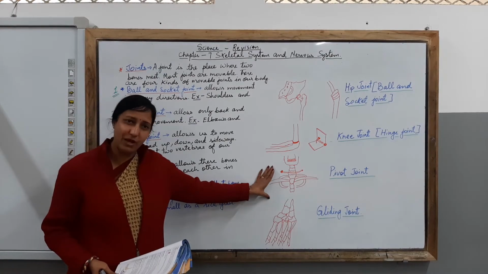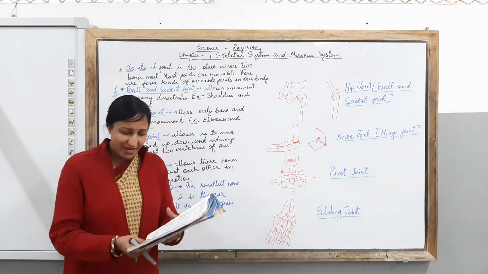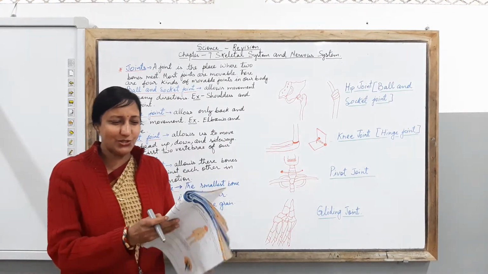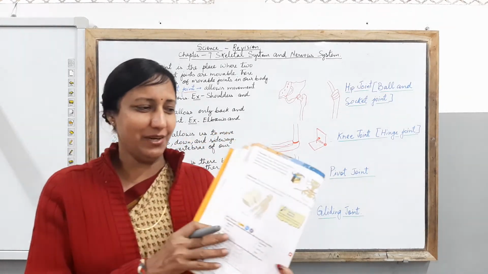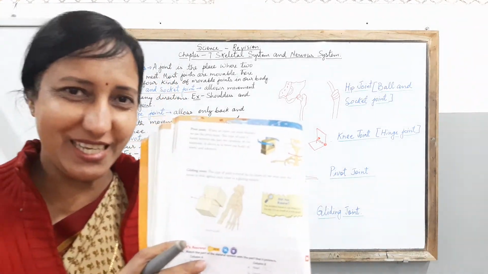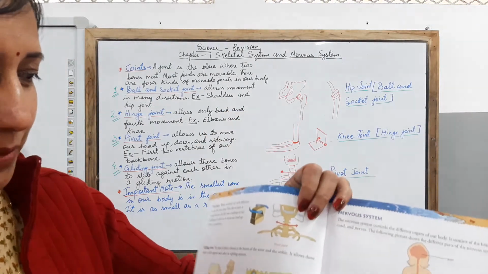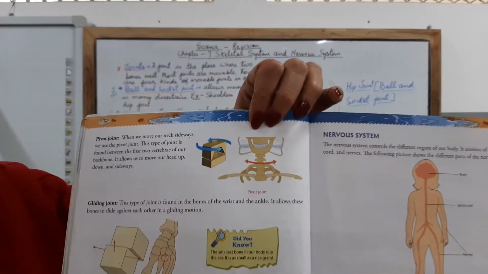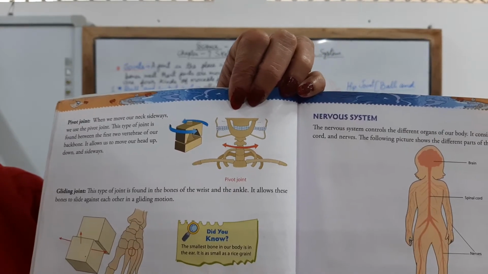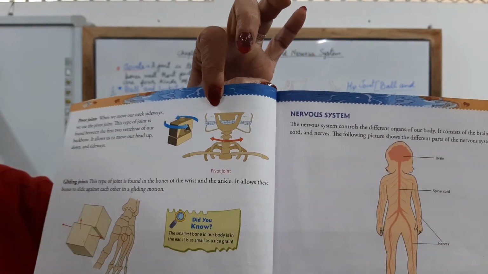Here I have drawn the pivot joint for you all. And you can see it in your own textbook also. Here it is in your textbook. You can see. Just try to observe carefully the kind of pivot joint shown here in your textbook. Can you see, children, carefully here?